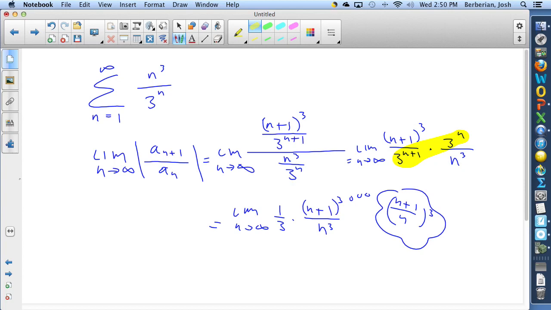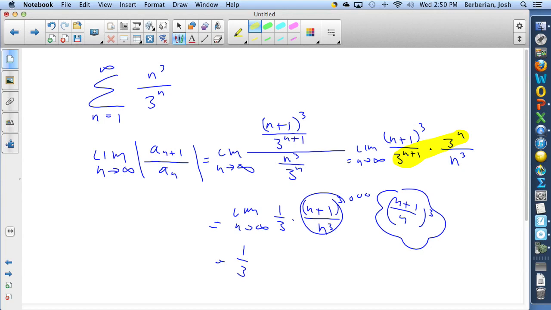And when n gets huge, what happens to n plus 1 over n? It's almost 1. Like 1,000,001 over 1,000,000? Yes, it's about a gajillion and 1 over a gajillion, so it's about 1. And 1 cubed is 1. So this whole thing goes to 1, and I'm left with 1/3.